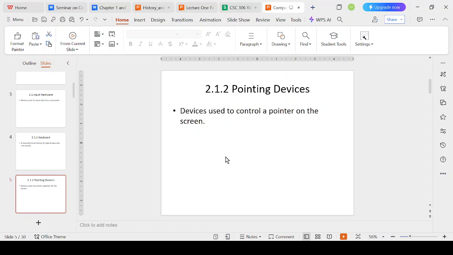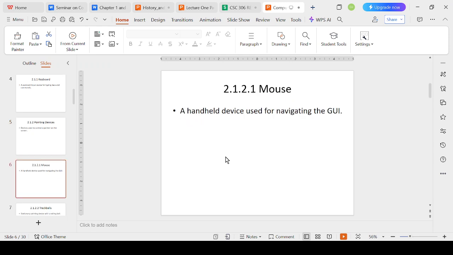We have the pointing device that is used to control a pointer on the screen. We have different pointing devices, the mouse, the basic pointing device. It is a handheld device used for navigating the graphic user interface. What we are seeing around moving is a mouse pointer.